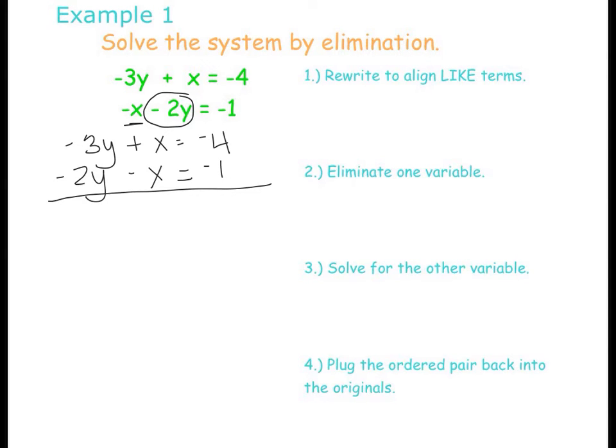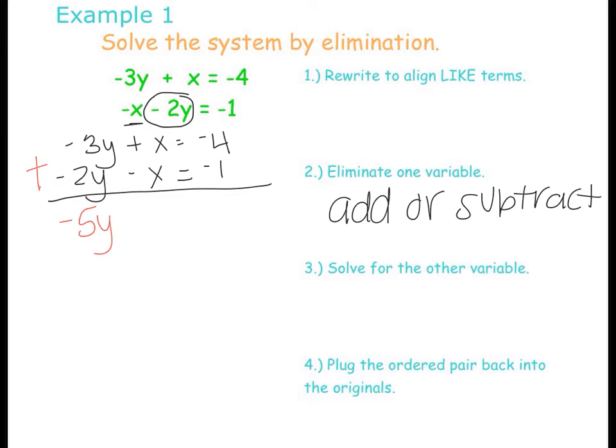When we eliminate a variable, we have to decide whether to add or to subtract the two equations. So let's think about that. If I were to add the two equations together, negative 3y plus negative 2y is negative 5y. 1x plus negative 1x is 0. That would eliminate my x's. So I'm going to add on this first one. Negative 4 plus negative 1 is negative 5. Now I can solve for y. I can divide by negative 5 on both sides. And I find out that y equals 1.